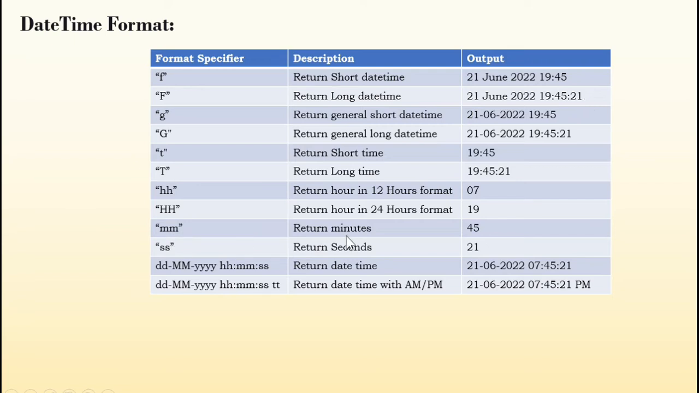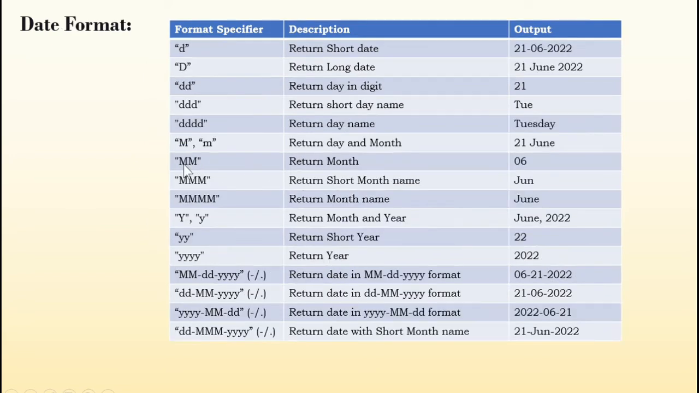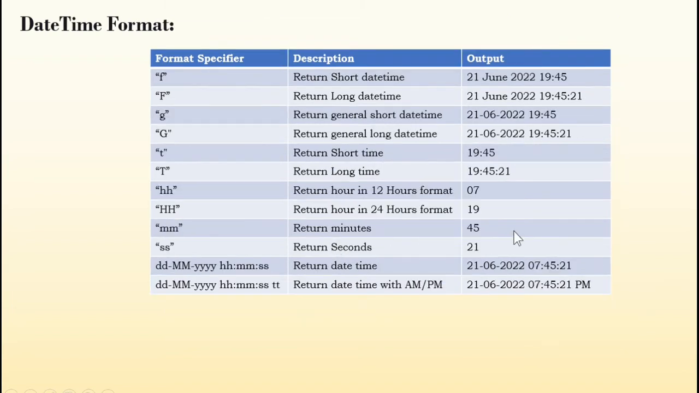A small mm means it will return minutes. So as I told you, here instead of putting MM in capital, if you put small mm, it will return minutes, right? So your output will be different. So whenever you put some format specifiers, always take care of that. If you put HH, MM, SS and then small tt, it will give you date time with the AM, PM. So you will get it like this.